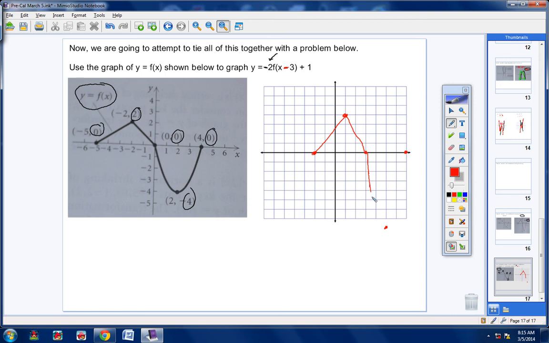Okay? So I've taken care of my stretching. I've taken care of my horizontal movement. Now let's take care of vertical movements. See this +1 right here? That means I'm going to go up 1, +1. So I'm going to use green ink, and now each point goes up 1. So this one goes up 1, this point goes up 1, this point goes up 1, this point goes up 1, and this point goes up 1.